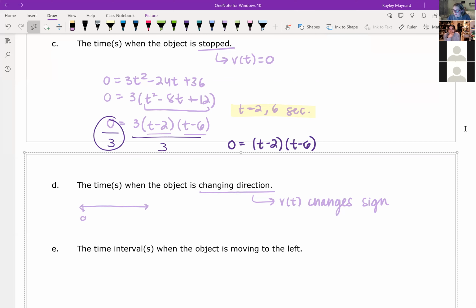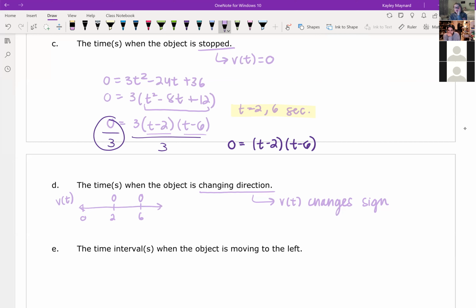And then the other points that you label on your sign chart are the zeros of the function. So this is v of t, so I'm going to put spots at 2 and 6. And the reason we do that is because we know at 2 and 6 the sign of v of t is 0. I mean, there's no sign of 0, it's not negative or positive. So you know at 2 that v of 2 is 0. And same with 6, v of 6 is 0.